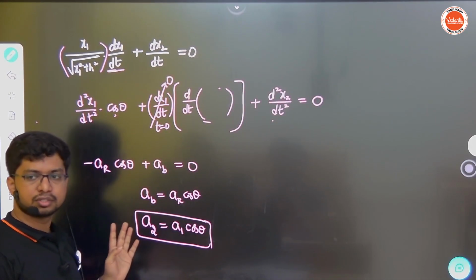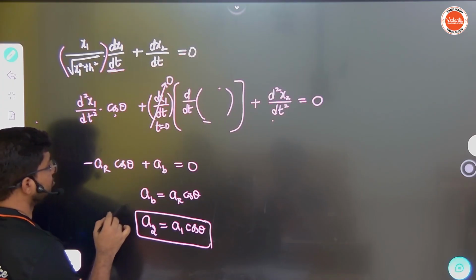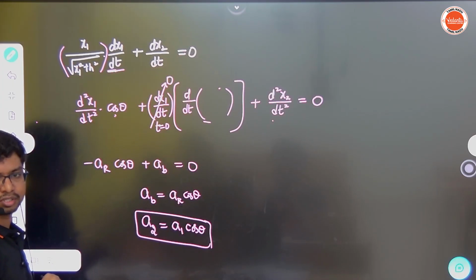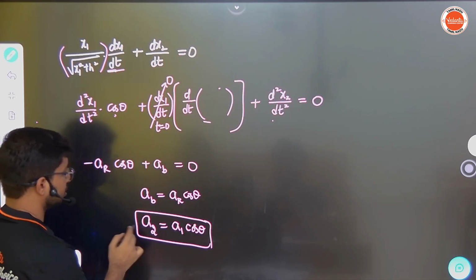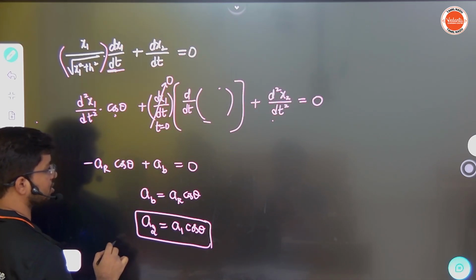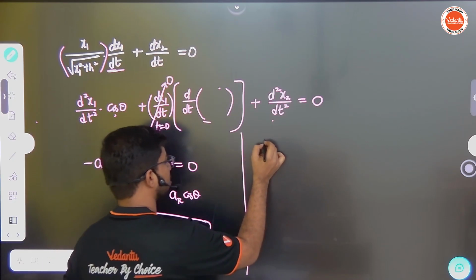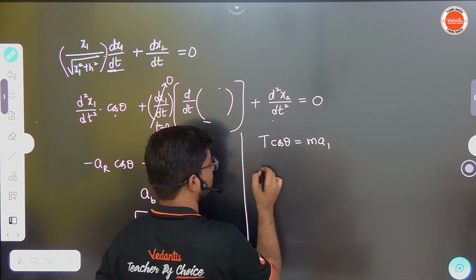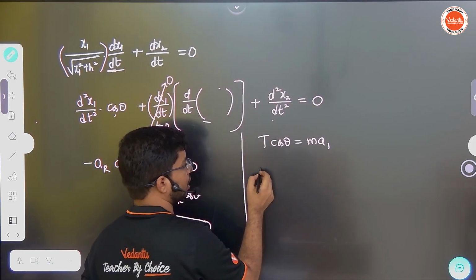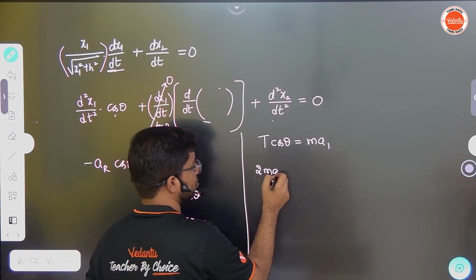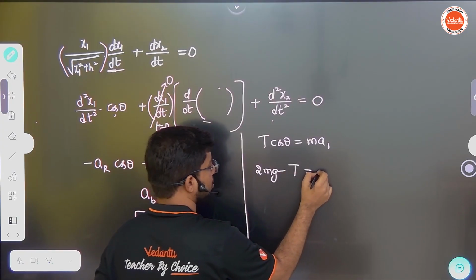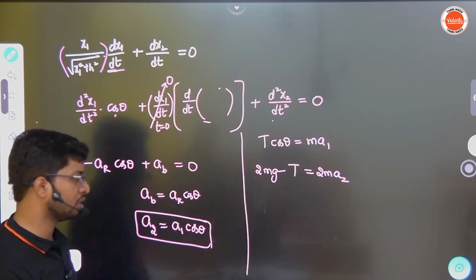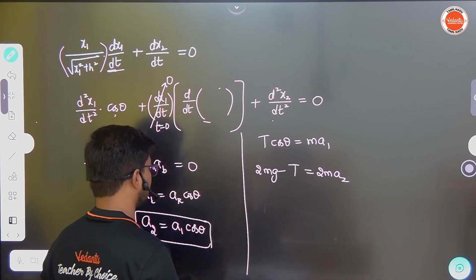Understood now? So you don't have to again differentiate all this and write the big equation here. Is that clear? If initial velocity was not 0, then that will be a very big calculation. Clear? So you got a2 is equal to a1 cos theta. What were the two equations that we got? So one is T cos theta is equal to ma1 for the ring, and for the block 2mg minus T is equal to 2ma2. Clear?